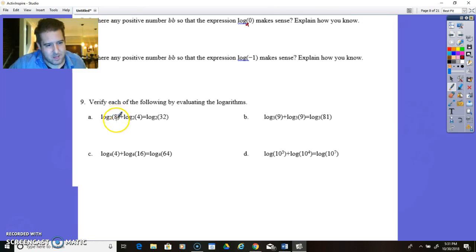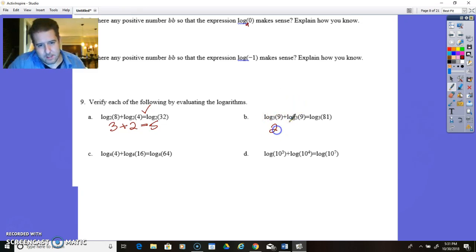So what power of 2 is 8? That's 3. What power of 2 is 4? That's 2. What power of 2 is 32? 2, 4, 8, 16, 32, so that's 5. And you'll see that 3 plus 2 does equal 5. That is a correct solution.